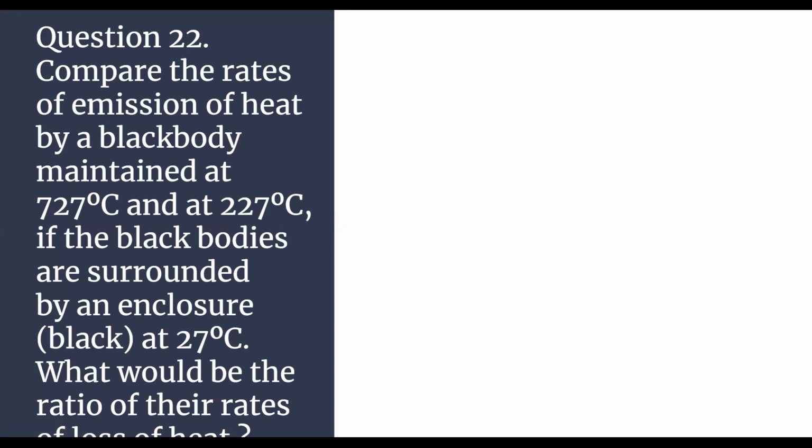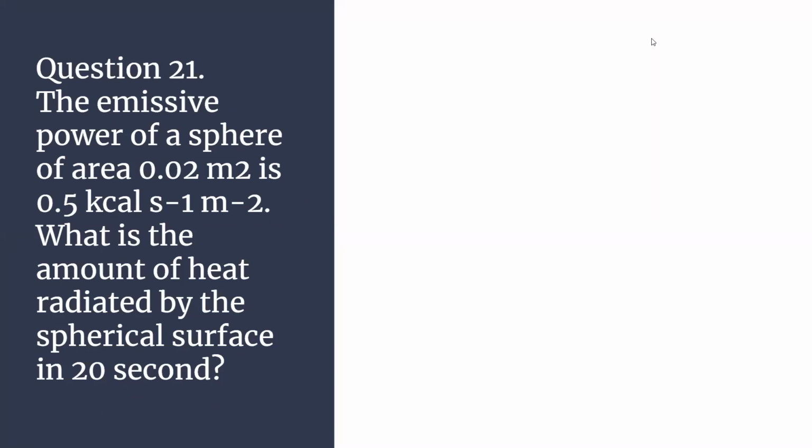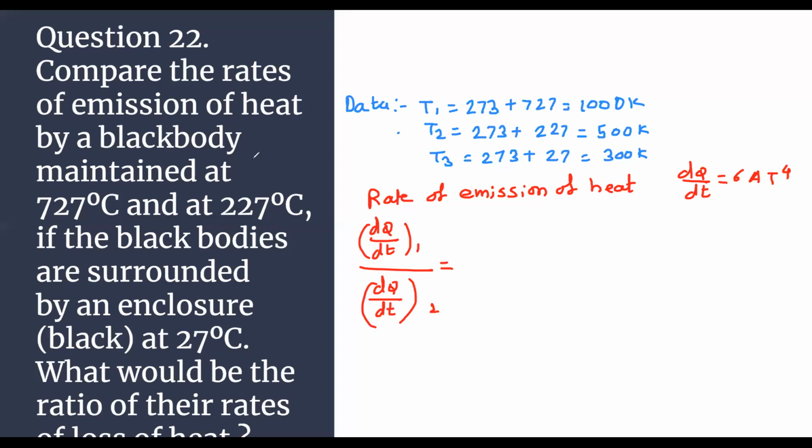We need to compare, and we need to find out the rate of loss also. So, let's first write the given terms. Three temperatures are given: 727, 227, and 27, which we will convert into Kelvin by adding 273.